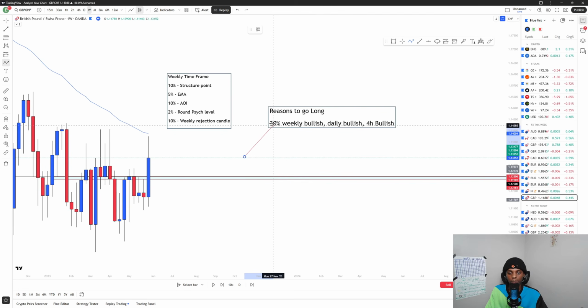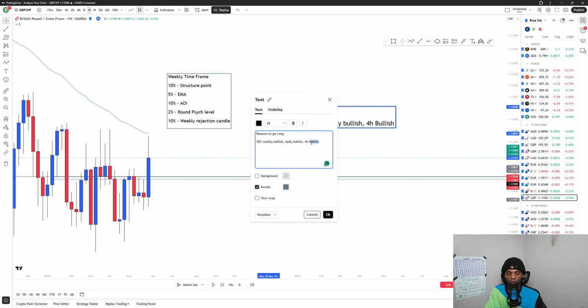Where did this 30% come from? Like I told you, each time frame is worth 10%. If it aligns with the direction, we add 10% towards the grade. So all I did was just add up all the percentages, and since all the time frames align with the direction, it adds up to 30%. For example, if 4 hour was bearish, this grade will no longer be 30%. It will drop down to 20%. And if daily time frame was also bearish, this grade would then drop to 10%.